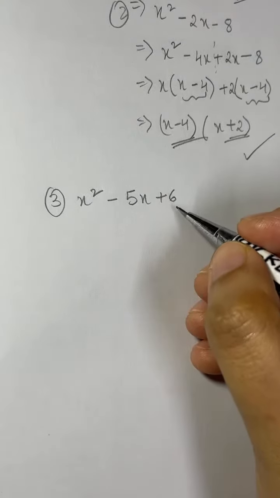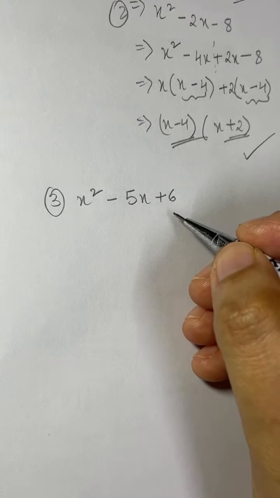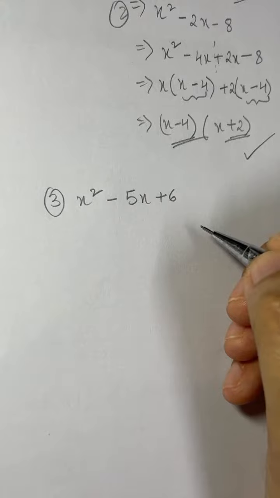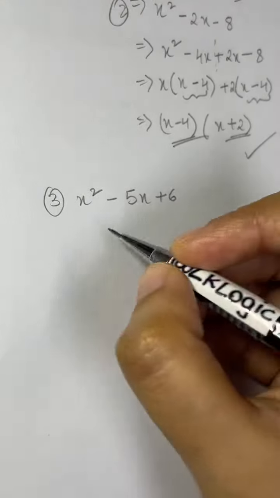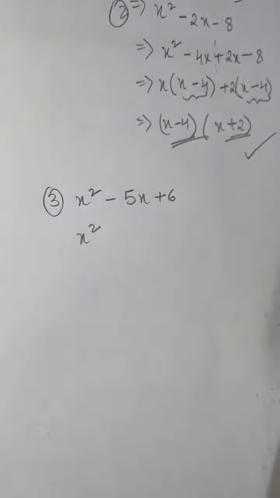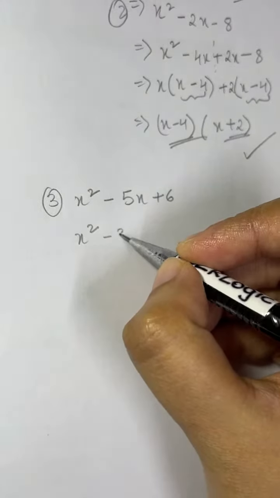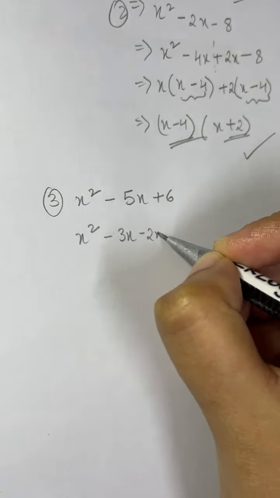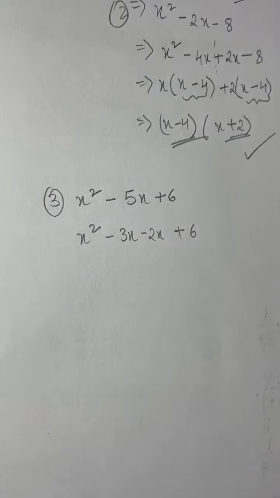So what are the 2 factors you can take for 6? 2 and 3, of course. X squared, you can have negative 3x, negative 2x plus 6.